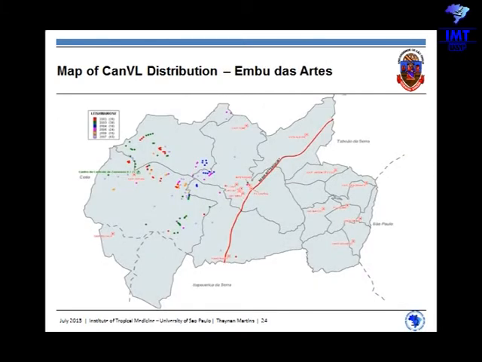Here is a map of Embu das Artes. All the colorful spots are infected dogs. More than 2,000 dogs were analyzed, and all those colorful spots are confirmed with visceral leishmaniasis. But unfortunately, we could use only 26 of those dogs because it's not so easy to euthanize the dog and capture the dog.